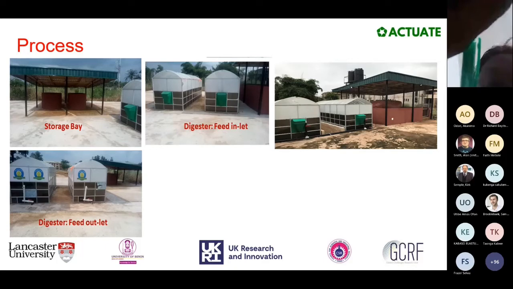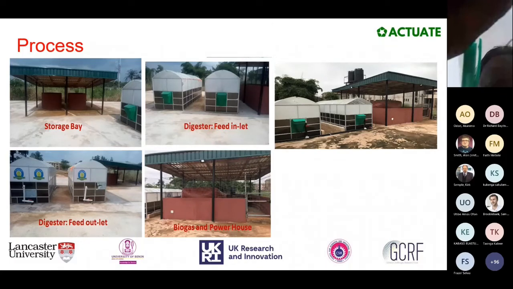After the digestion has taken place and all of the gas has been produced from the feedstock, what remains is a slurry from which we can get the digestate. So we have an outlet at the back of the digester from which we can evacuate the digestate. So all of that was taken care of in the design.